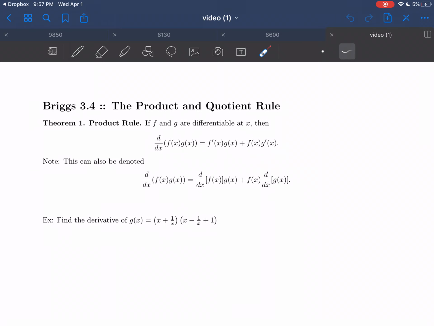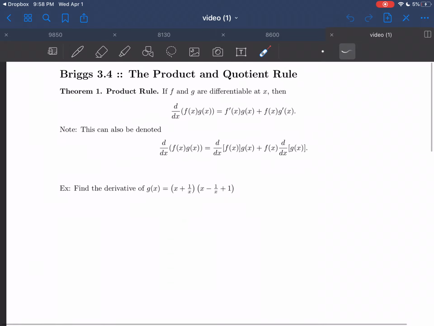Here we use the prime notation. You can also show it with your d/dx notation. Either way, it's still the same rule. Alright, so we can do an example with that. So we'll find the derivative.